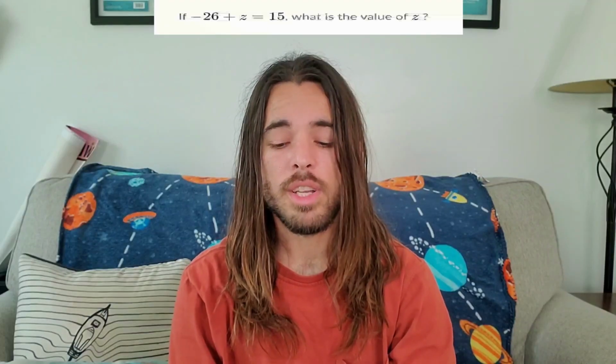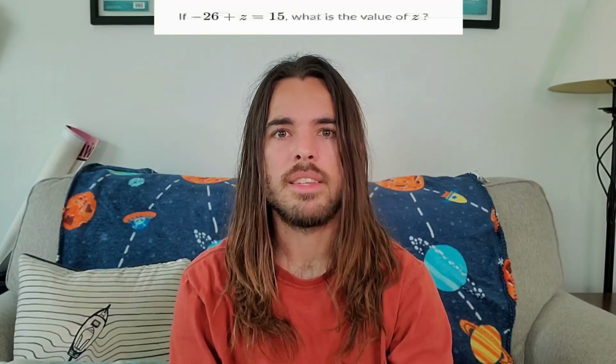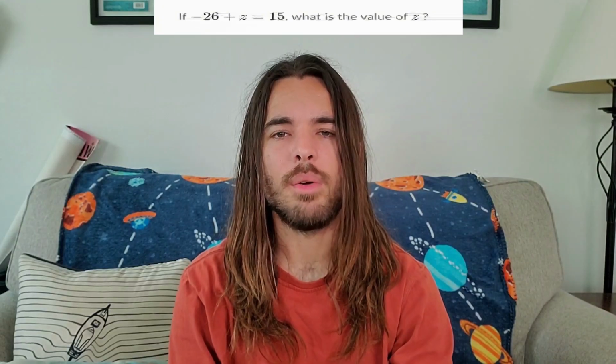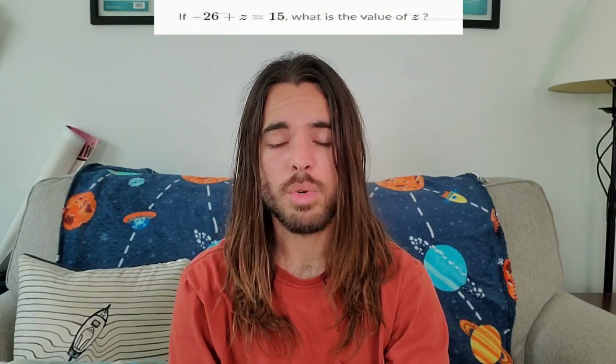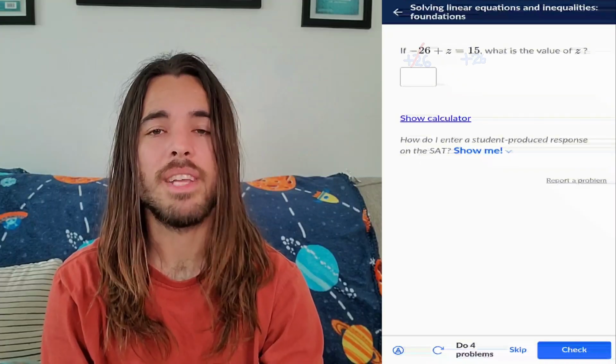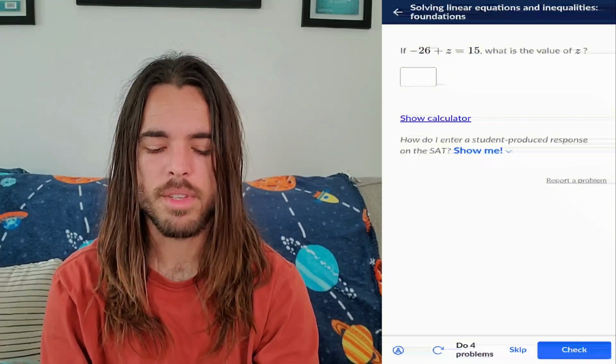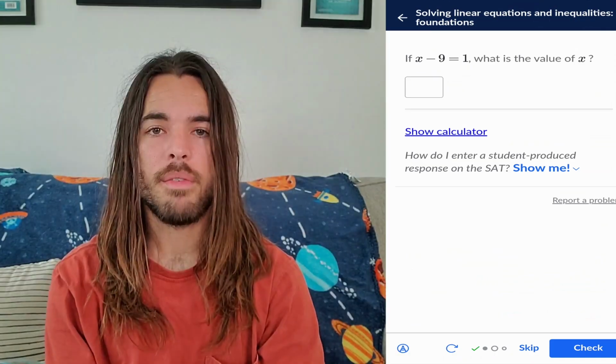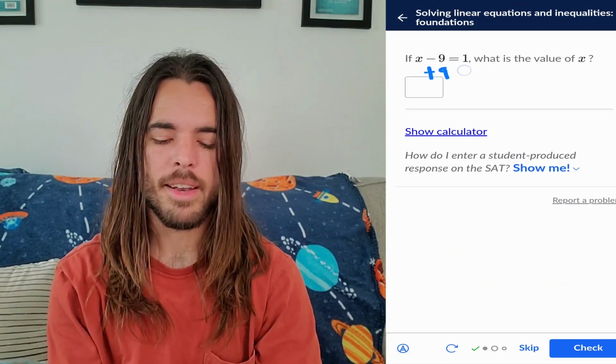So understand you have to do plus 26. That's the opposite that I'm talking about, right? You want to make sure you cancel out that number. So to cancel the 26, the negative 26, we have to add 26 to both sides. That'll give us z equals 41. So this time we have x minus 9 equals 1. I'm going to add 9 to both sides.